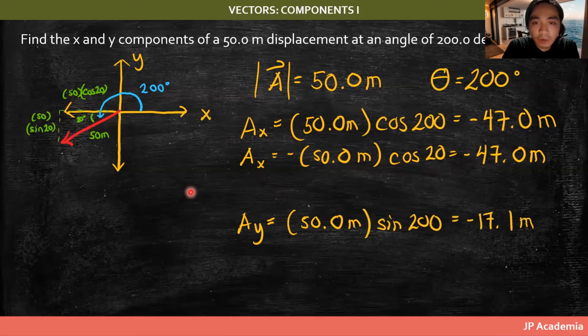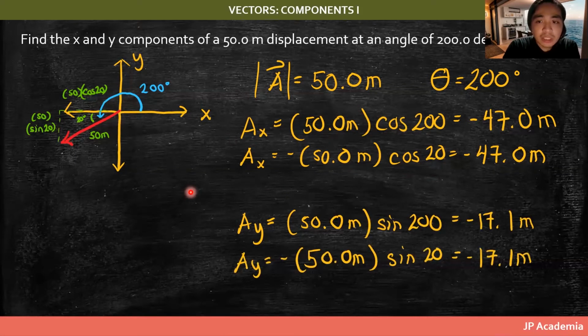Ngayon, to get the y component, same method lang, but this time, yung sine na gagamitin natin to get this vertical component ng ating vector. So, pwede natin gamitin yung sine 200, yung 200 degrees. Then, makakuha tayo ng negative 17.1 meters, approximately around that number. Then, yung a sub y natin, using naman yung method natin na ang angle na ginamit natin ay yung 20 degrees. So, tandaan lang natin na yung y component dito ay negative din kasi nasa third quadrant ka nga. So, both the x and the y components are negative and therefore, makakuha ka ng negative 17.1 meters.